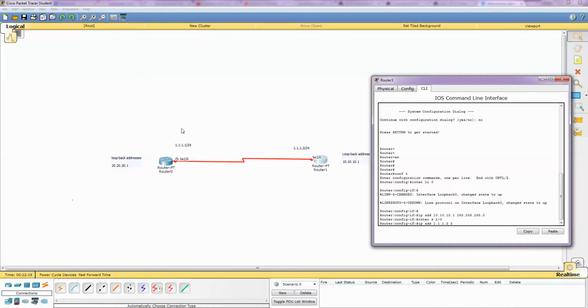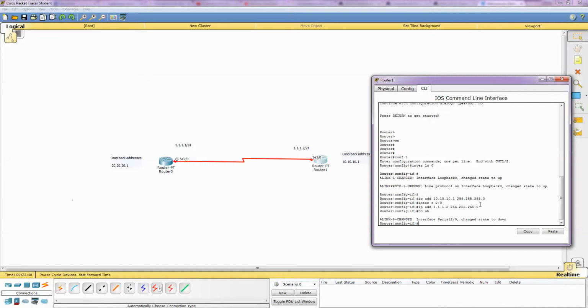Alright, so a router always divides the broadcast domain, like this is one broadcast domain. That's why we are using the same network. This is for the subnet mask, 255.255.255.0.